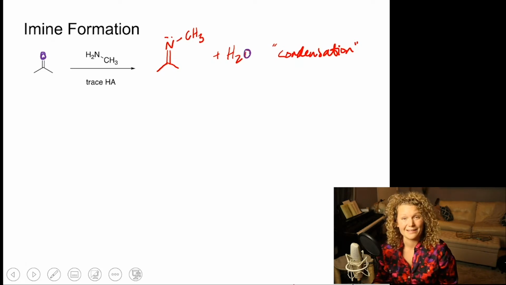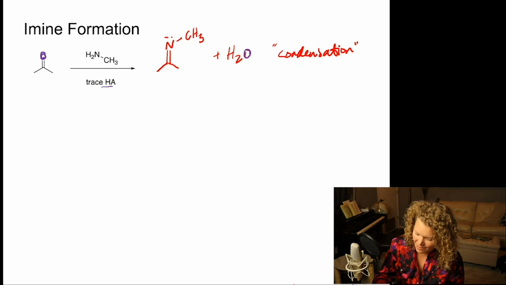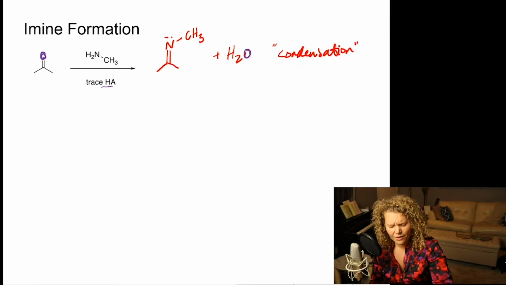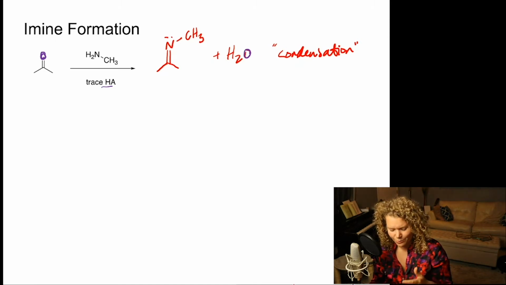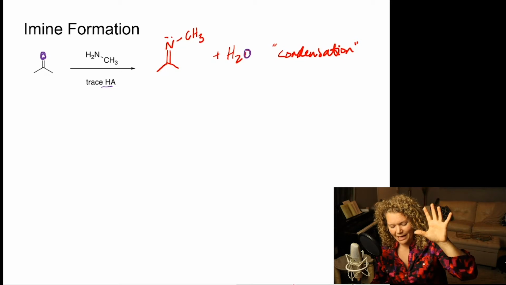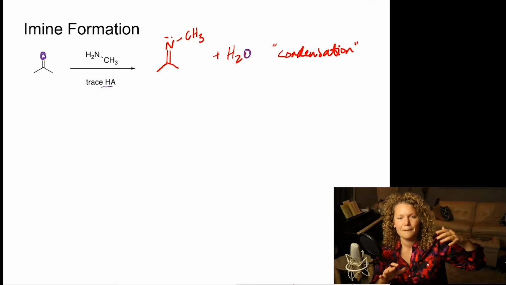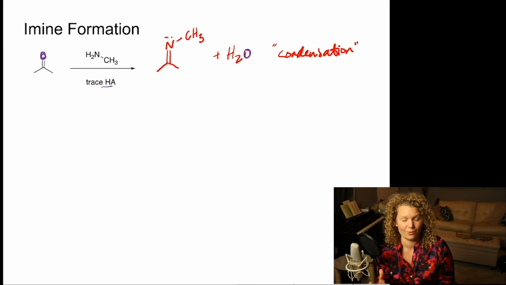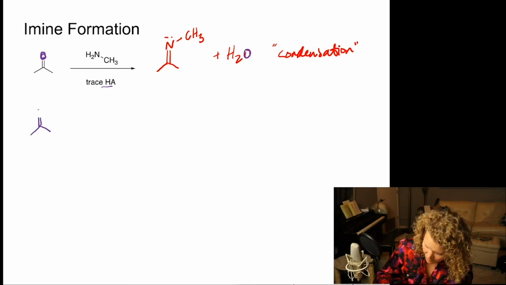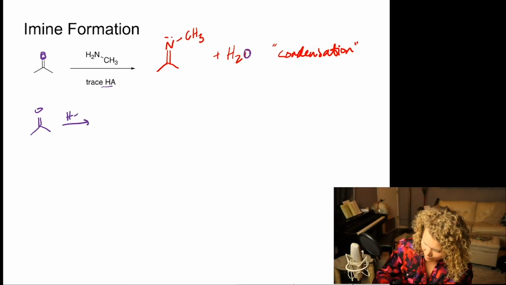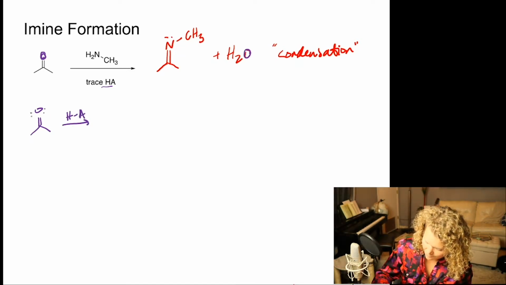Let's walk through the mechanism here. We see that we're in a trace amount of acid. And there are other ways to draw this mechanism where you don't protonate our carbonyl, but I'm going to show you this way. It's reminiscent of all the other acid catalyzed reactions that we've done before with carbonyls. So in the presence of our acid, our carbonyl will be protonated. Just like we've seen before.